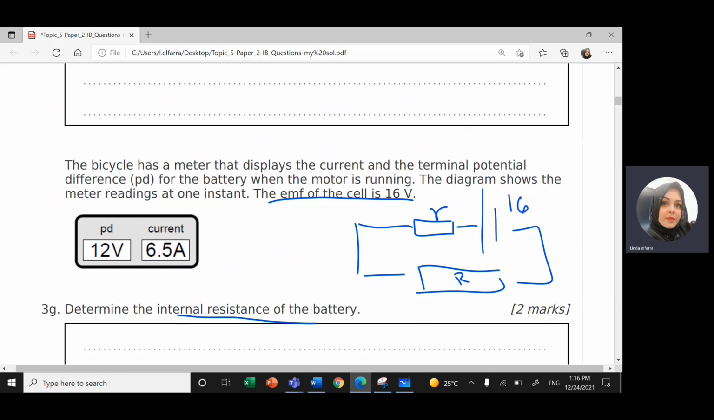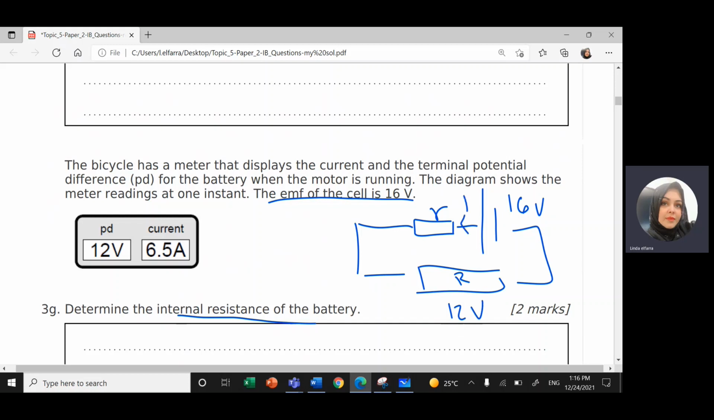This is the original drop in the voltage. The original voltage was 12, and I have a drop of the voltage to 12 volt. Okay, 12 volt. So how can I find R equivalent?